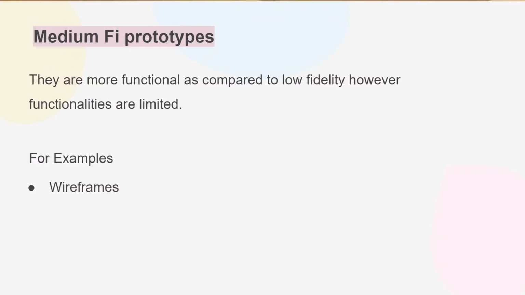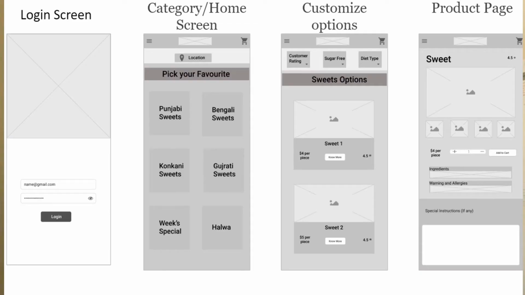Then you have medium fidelity prototypes. They are more functional as compared to low fidelity. However, the functionalities are limited. The simplest example is a wireframe that you can see on the screen. It is more functional than low fidelity, however, less functional than your high fidelity prototypes.